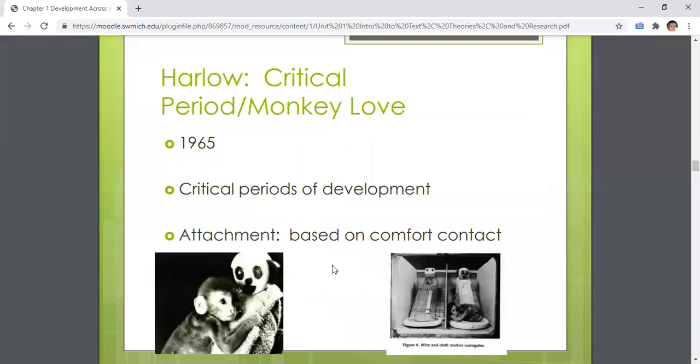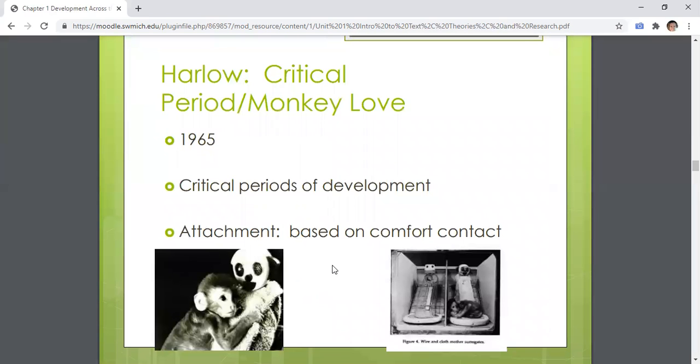You probably remember Harlow, or the baby monkey theorist from Psych 101. He's all about attachment, and he was setting out to disprove Freud, who said that attachment is based on nursing. He felt that attachment was based on comfort, contact, cuddling, snuggling, that sort of thing. So we'll look and dissect his research and see how that all came about.